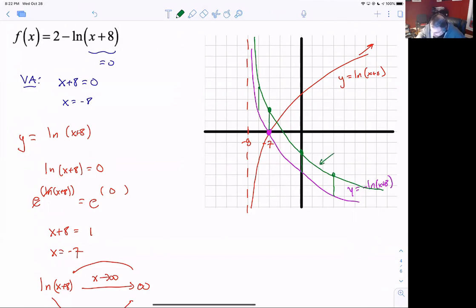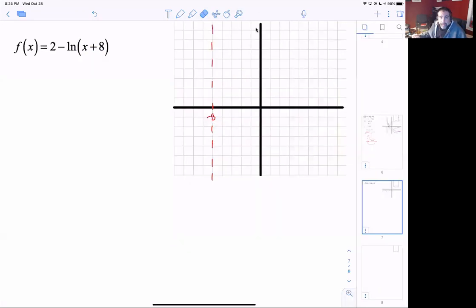The final graph is this green one. It's 2 minus the ln of x plus 8. So by using the idea of transformations, we can get this to work. That's one way you could approach this graph. You could just focus on the ln of x plus 8 first, and you could do it that way. So that's one way to think about handling this.